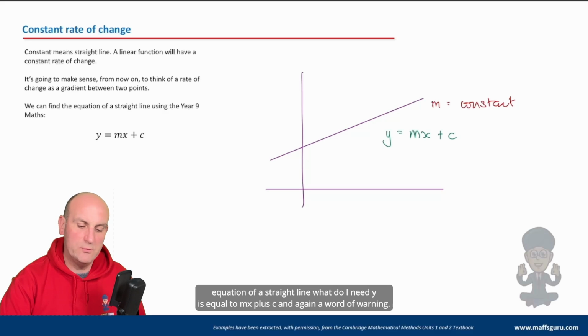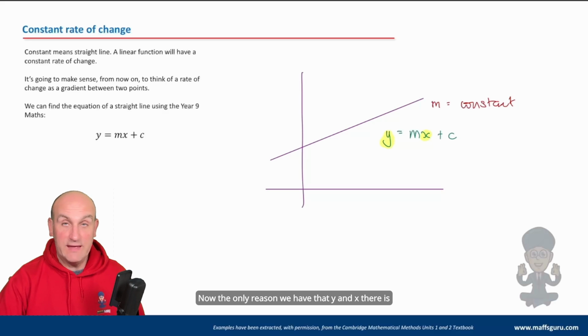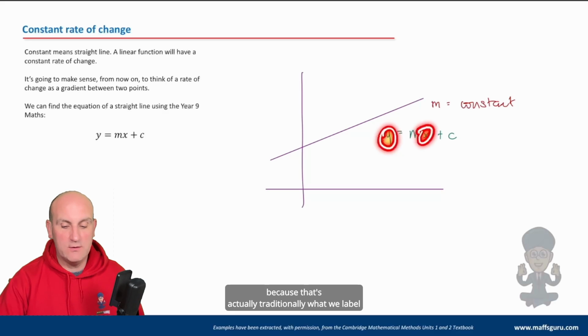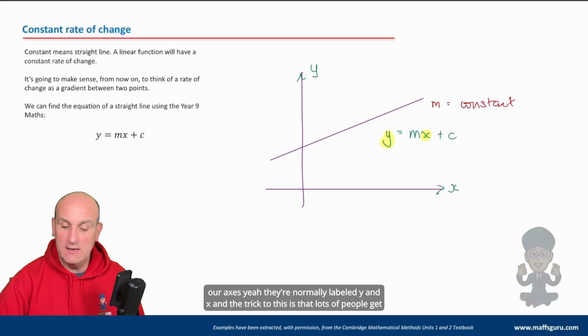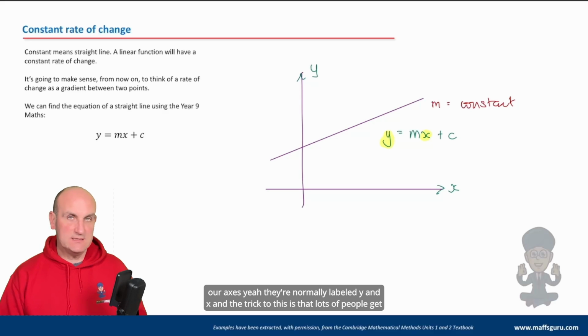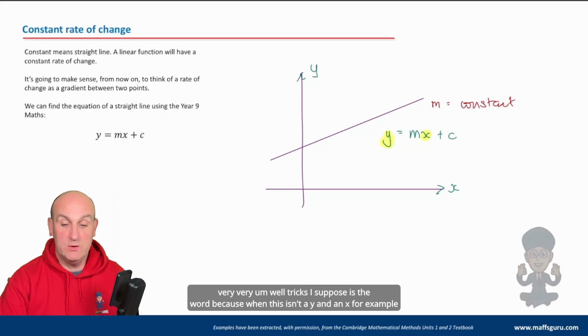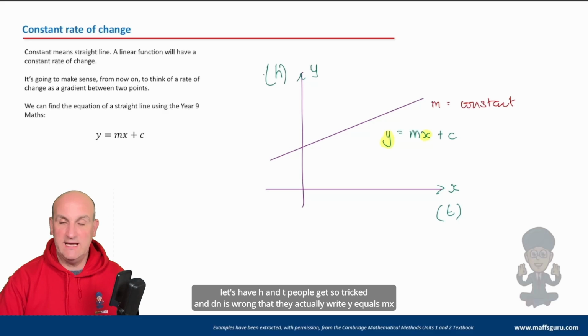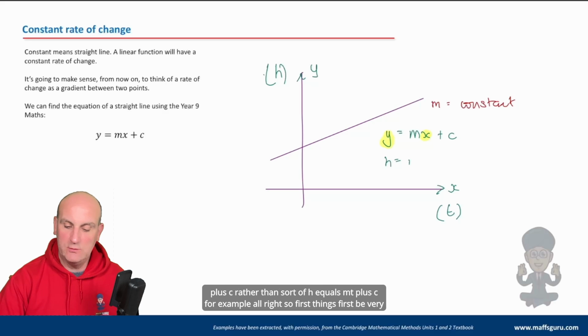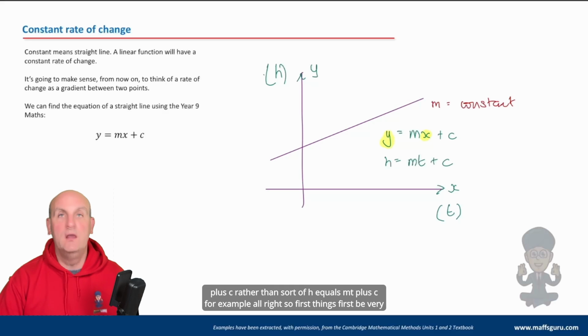And again, a word of warning. The only reason we have that y and x there is because that's traditionally what we label our axes. Yeah, they're normally labeled y and x. The trick to this is that lots of people get very tricked, I suppose is the word, because when this isn't a y and an x, for example, let's have h and t, people get so tricked into getting this wrong that they actually write y equals mx plus c rather than h equals mt plus c, for example. So first things first, be very careful there.